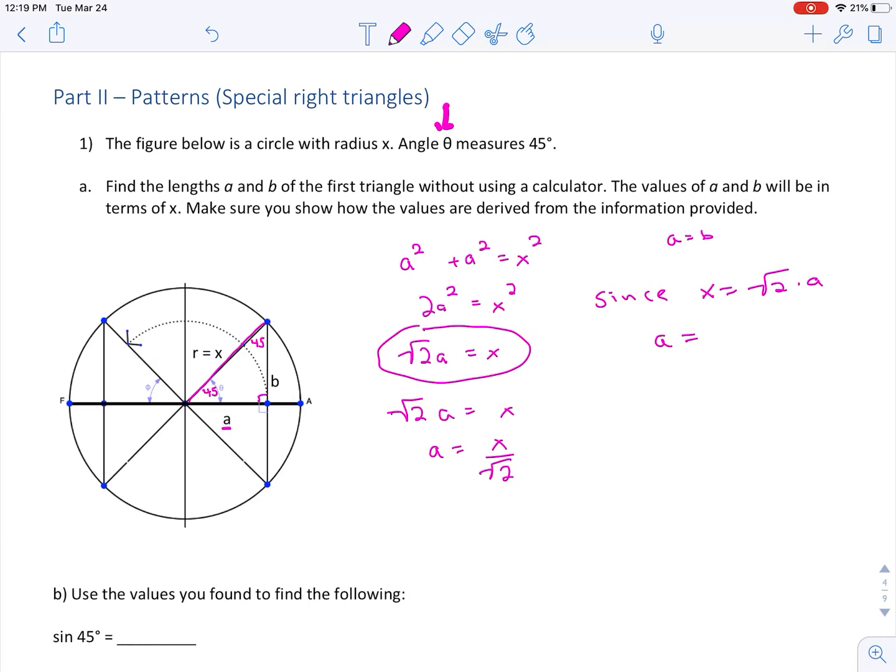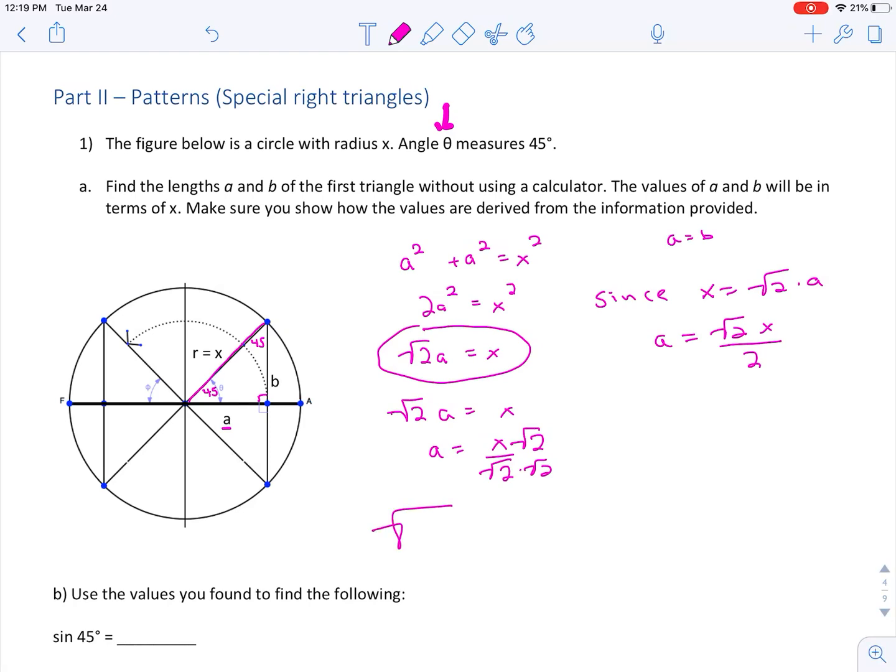And what we have to do is multiply out the radical, because we cannot have a radical in the denominator of a fraction. We've covered this in class, but we're going to multiply the top and the bottom by the square root of 2, leaving us with the square root of 2 times x over 2, because the square root of 2 times the square root of 2 is 2.